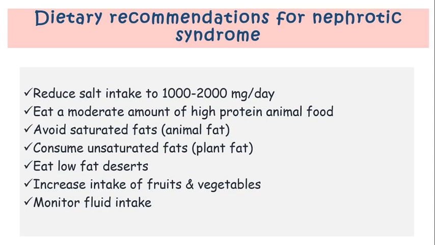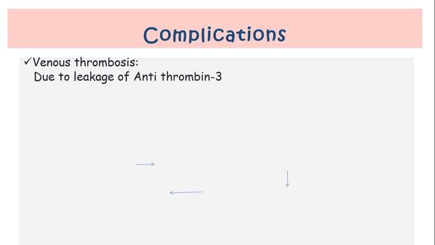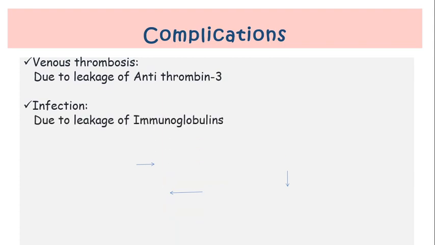Right, so now we'll see the complications of nephrotic syndrome. One is venous thrombosis. So why is that? Venous thrombosis is due to excretion of the protein antithrombin 3 in urine. Then there's increased chance of infection. Why? Immunoglobulins, which are also proteins, are excreted in urine. So that is why the patients become more prone to suffer from infections.